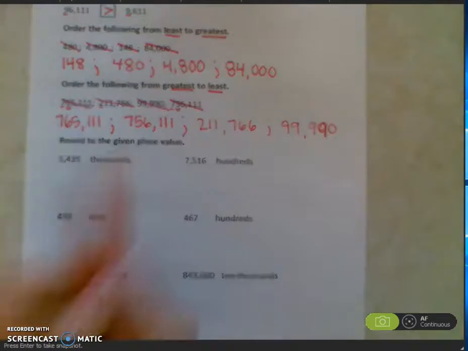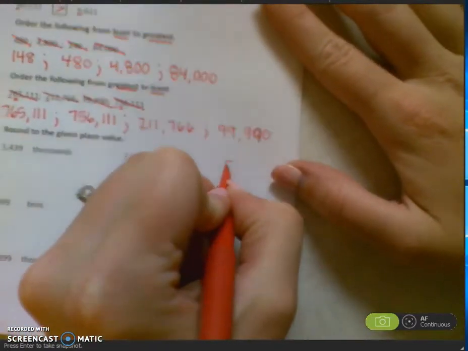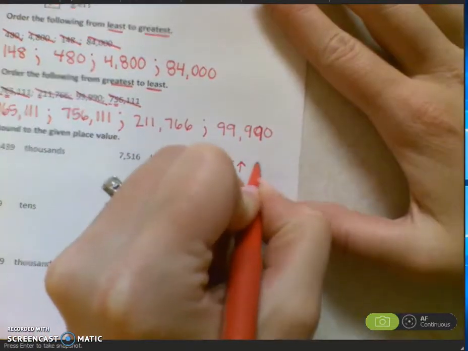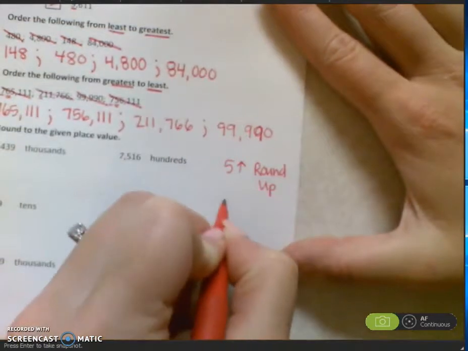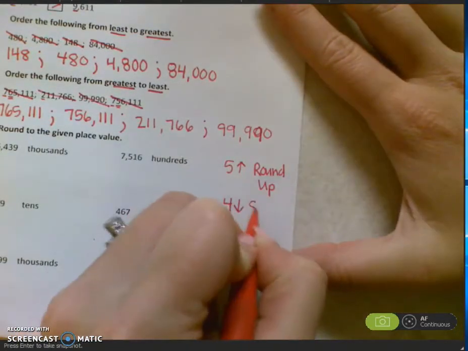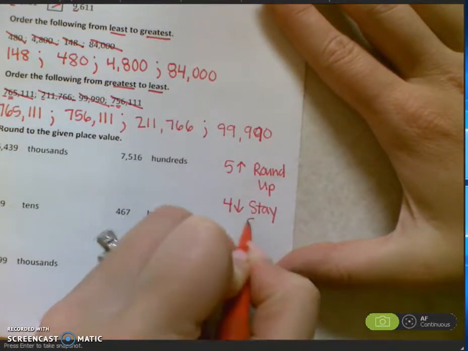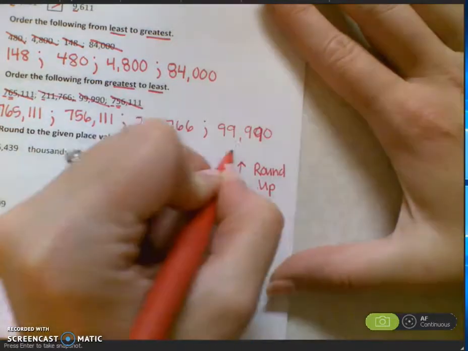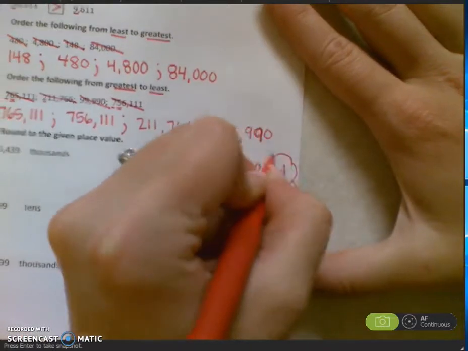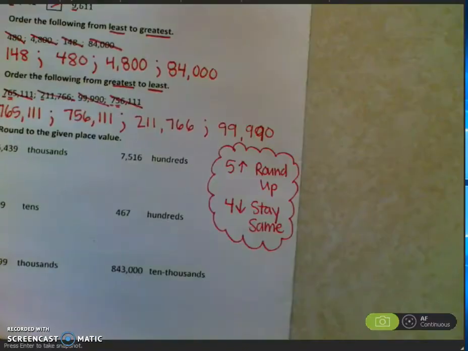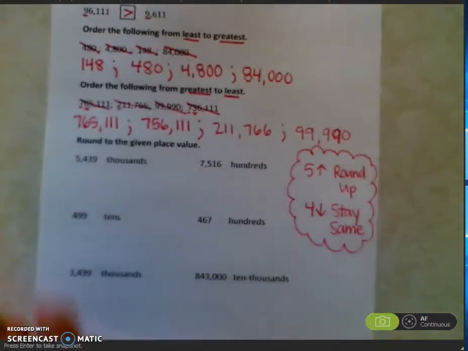So rounding to the given place value, something that's important for you to remember is that if it is 5 or higher, we round up. And if it's 4 or lower, we stay the same. So that's something that, again, you should know from 5th grade. But if you forgot or just need a little refresher, that's kind of our rule of thumb when we round.